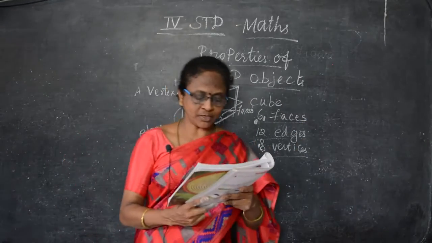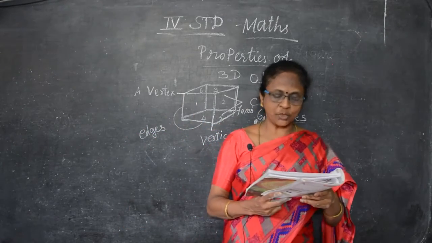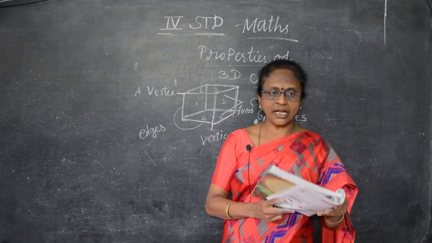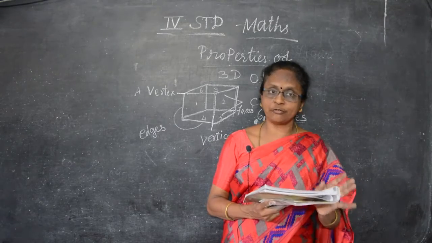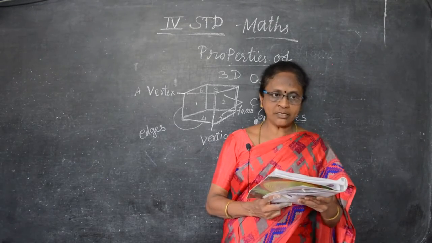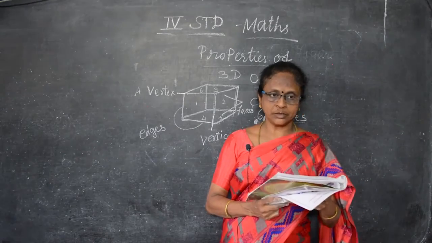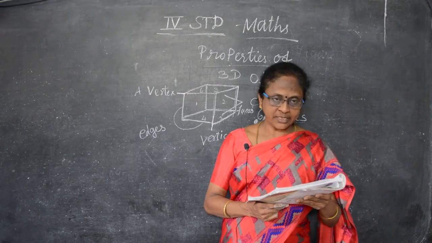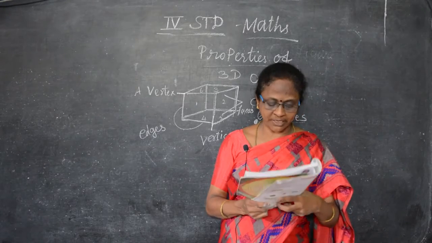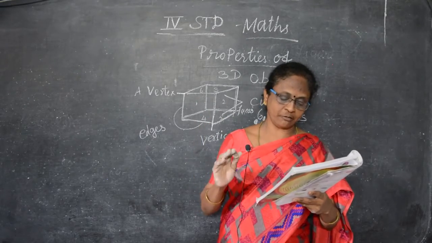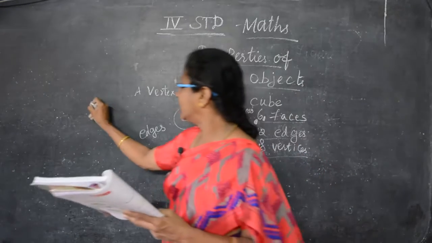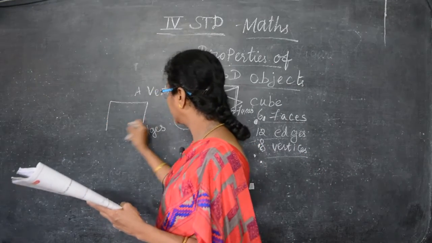So examples for this are dice, ice cubes, building blocks and Rubik's cube. So this is the 3 dimensions of the cube. Next one is cuboid. Cuboid has 6 plane faces, 12 edges, 8 vertices and its opposite faces are equal only. So cuboid is also the same, it will be in the rectangle.